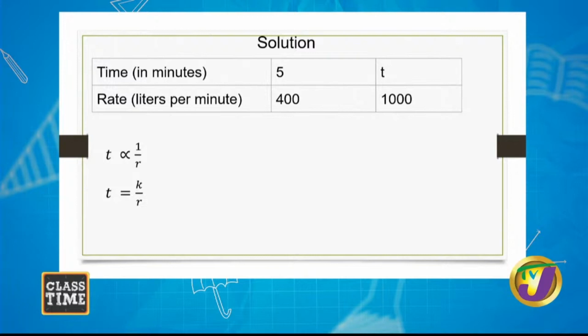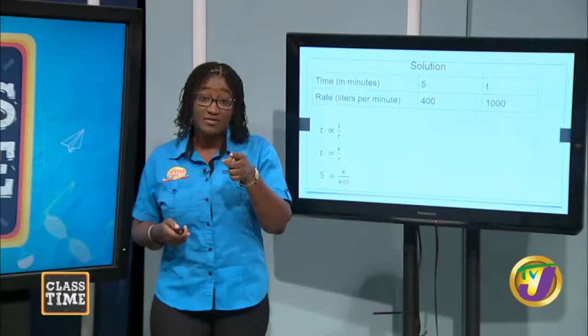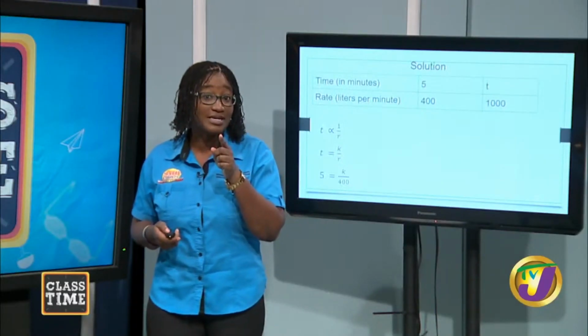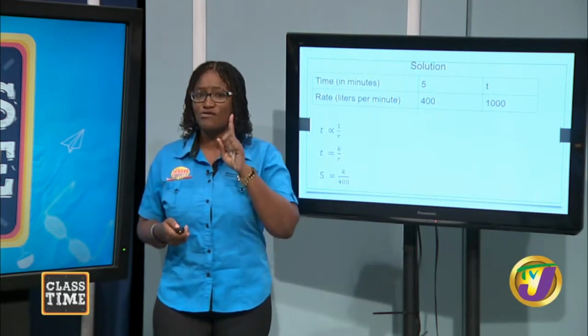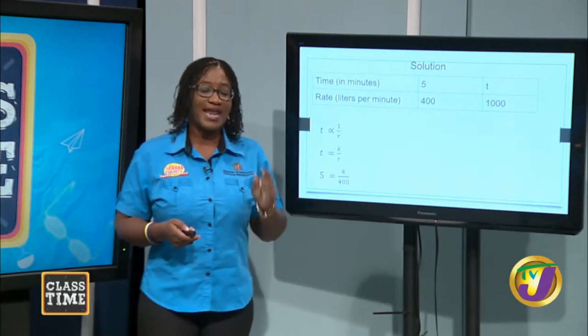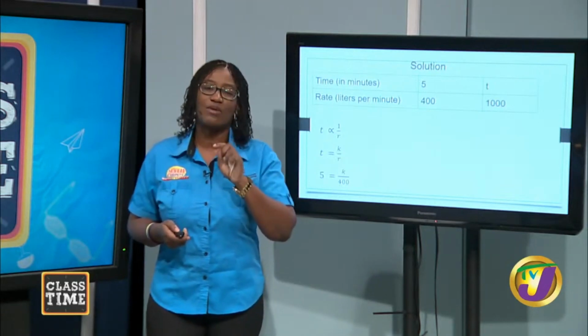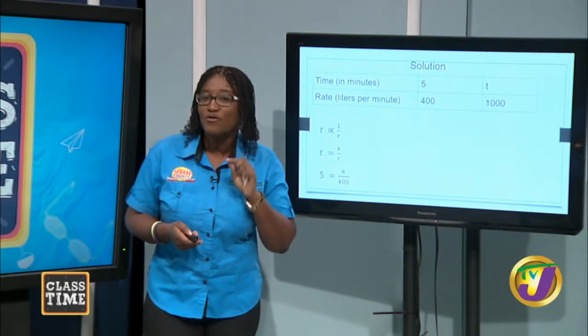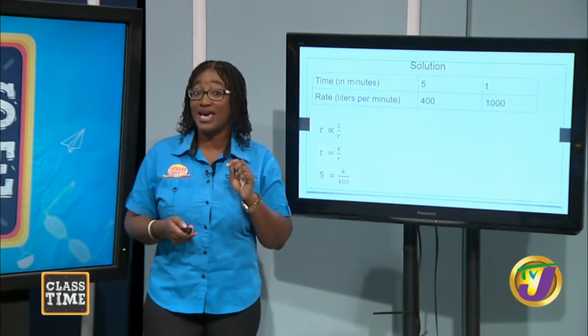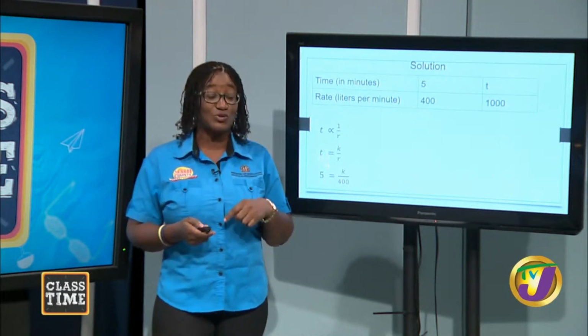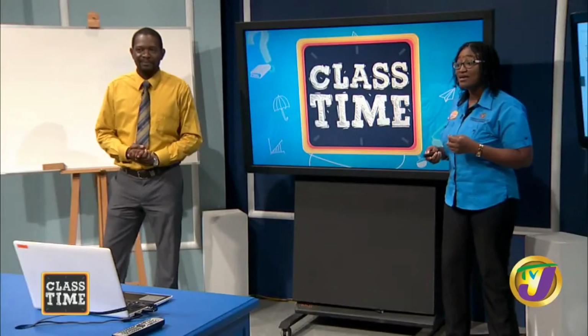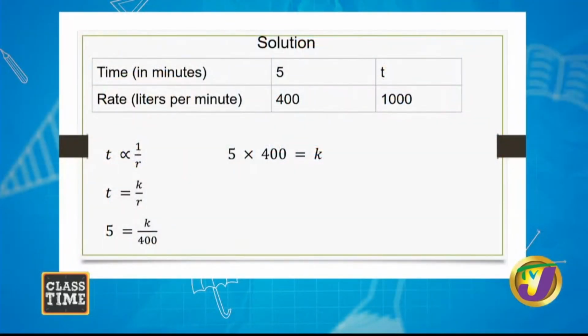You know, Richard, I think my students can substitute, so I won't even spend too much time right here. Did you substitute correctly, students? I hope you did. So we have our 5 right there for our t, and we have our 400 right there for our r. And I also know that we can multiply through by 400, and we will get that k is equal to 400 multiplied by 5. And that gives us what, Richard?